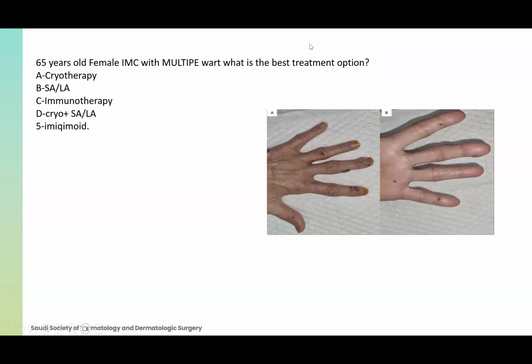Moving to the second question, a 65 years old female, immunocompromised with multiple warts. What is the best treatment option? So, what do you think? As you can see, this patient has multiple disseminated warts over the hand. I believe we need to do immunotherapy because immunotherapy will trigger the immune response and help in clearing warts. So, the best treatment option here is going to be immunotherapy. You can do Candida antigen or you can do PPD injection.